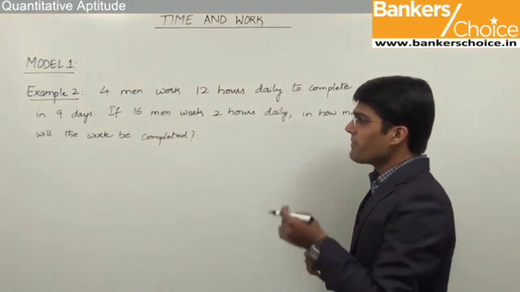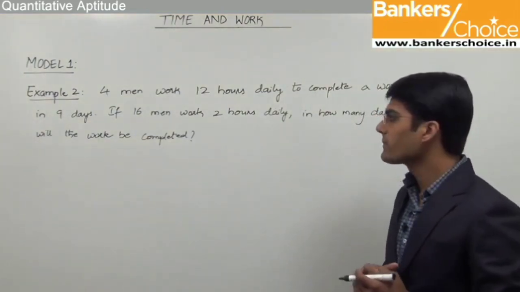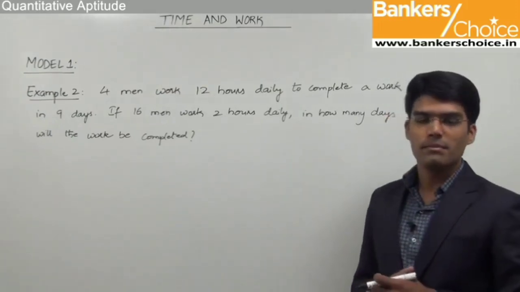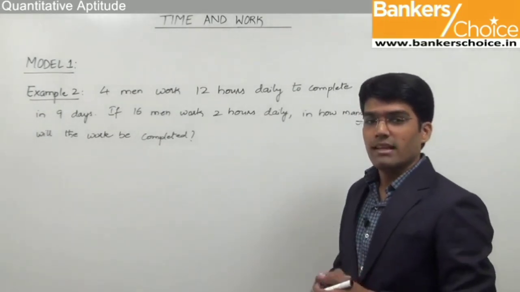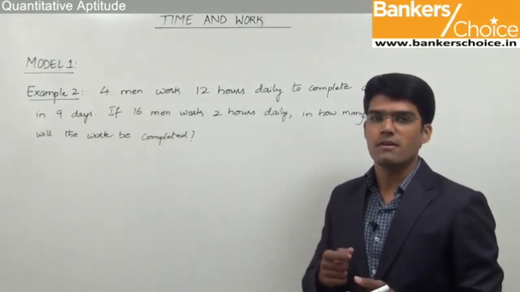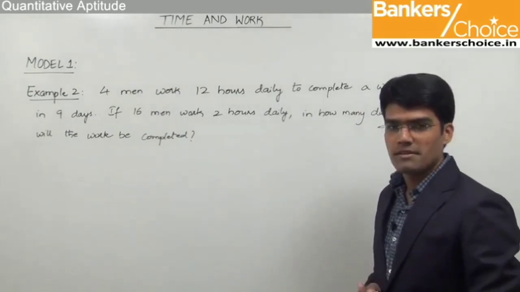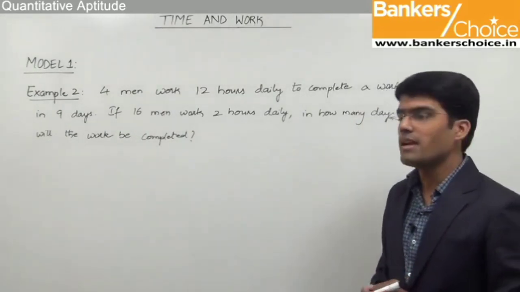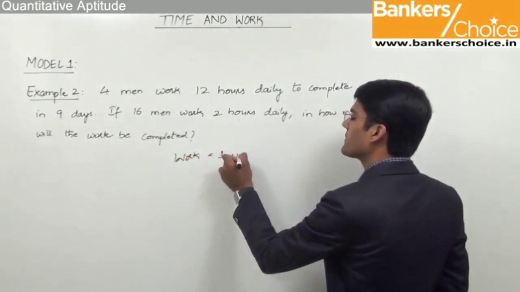The question here is, 4 men work 12 hours daily to complete a work in 9 days. If 16 men work 2 hours daily, in how many days will the work be completed? Now the difference between this example and the previous one is, in the previous question very clearly the work was specified. That was in terms of the number of pages. But as you can see here, the work has not been specified. Remember friends, whenever in a given question the work is not specified, we can always consider the given work to be equal to 1 unit.